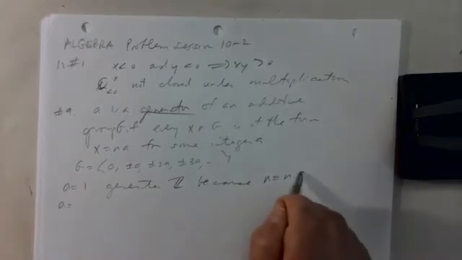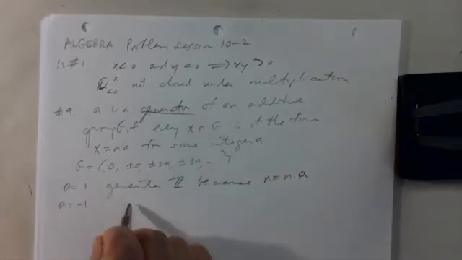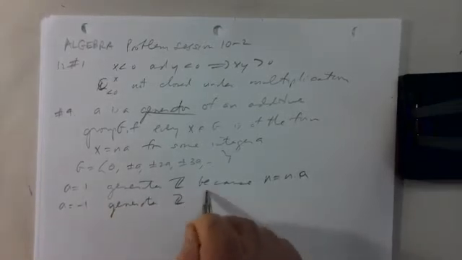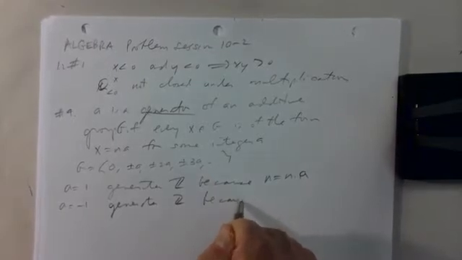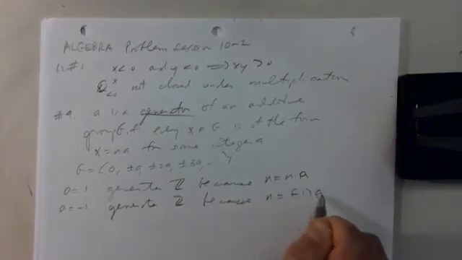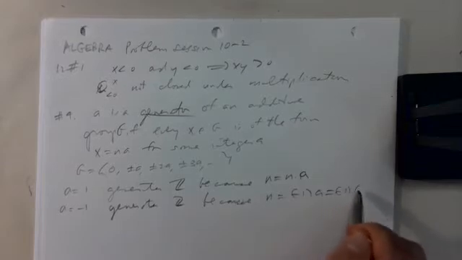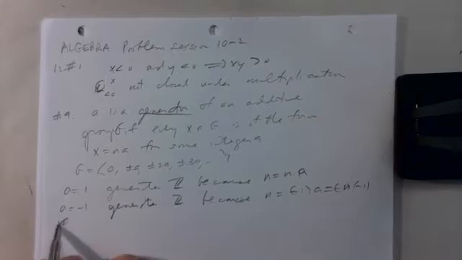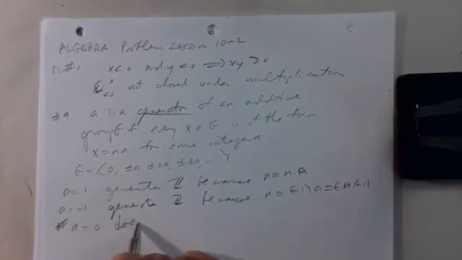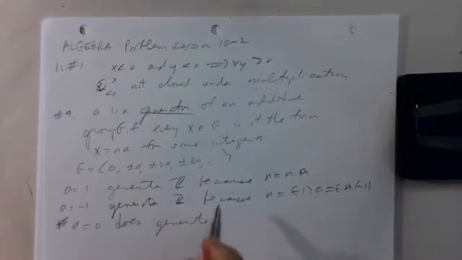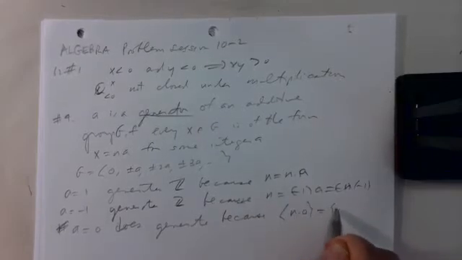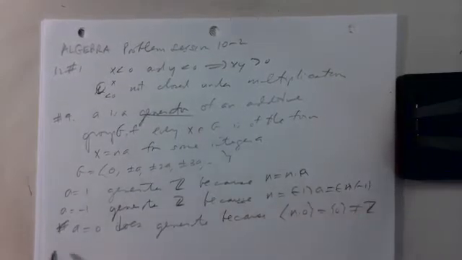A equal -1 generates Z because every integer n is minus n times A, that's minus n times -1. A equals 0 certainly does not generate, because the set of all multiples of 0 is just 0, which is not the set of all the integers.